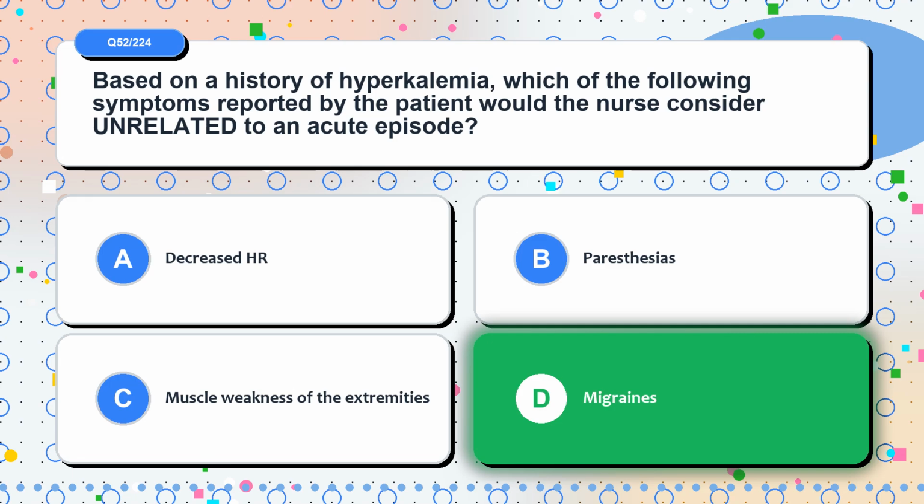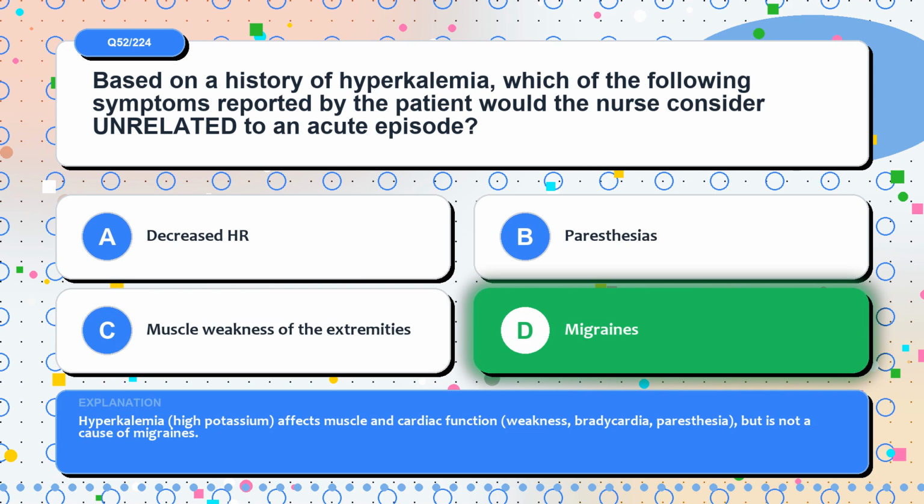The correct answer is option D, migraines. Hyperkalemia affects muscle and cardiac function, causing weakness, bradycardia, and paresthesia, but is not a cause of migraines.